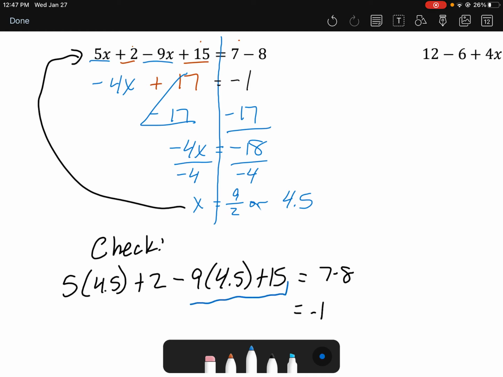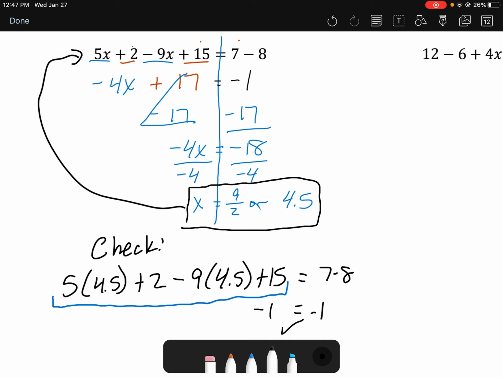This part right here, plug it into your calculator. Does that equal -1? Yeah, it does. So then my final answer is either 9/2 or 4.5, whichever one you prefer.